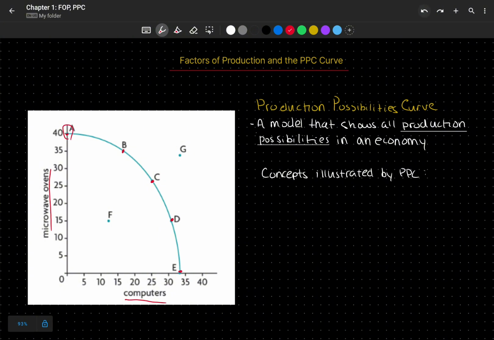But realistically, that's never going to be the case, right? Always some workers are not going to be very efficient. There will always be some waste of resources. So in the real world, we're going to be producing more at a point like F. We're going to be producing within the curve.